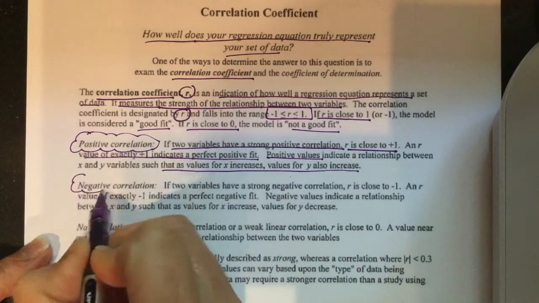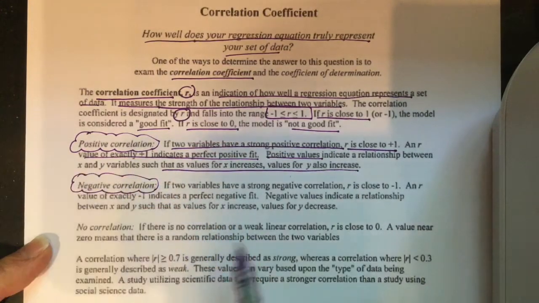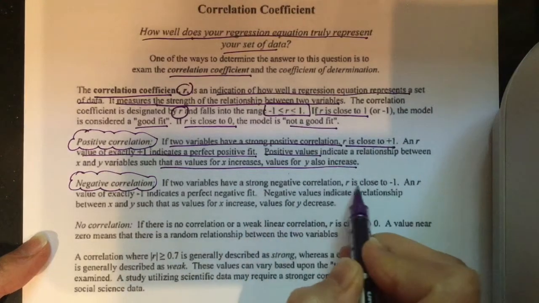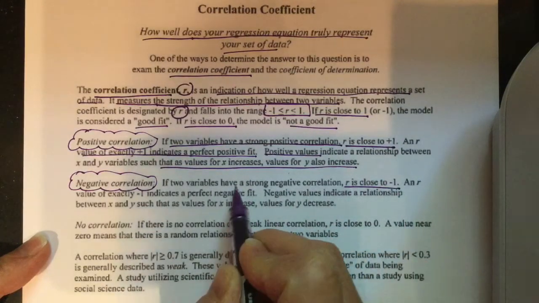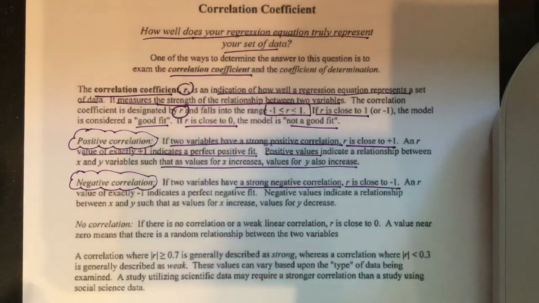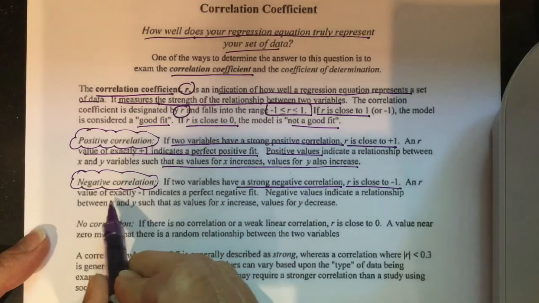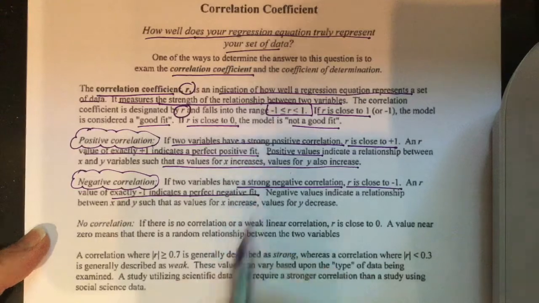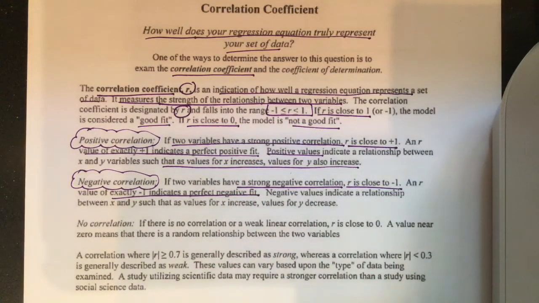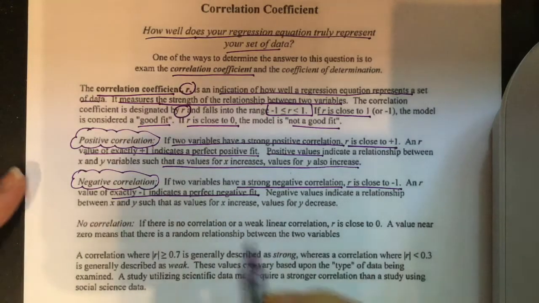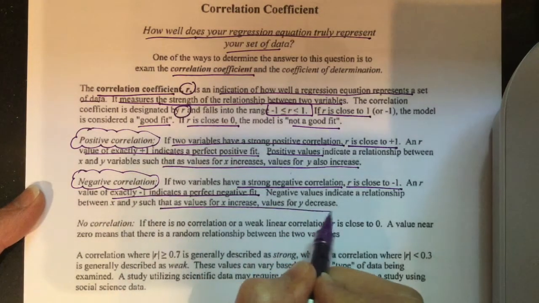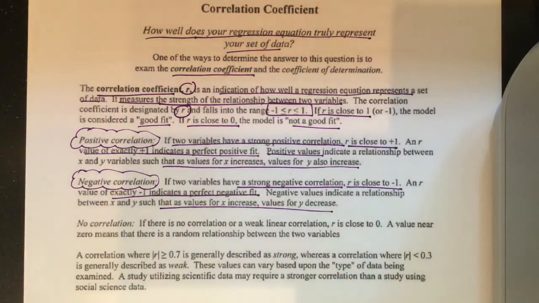We can also look at a negative correlation. That is when our r value is very close to -1. Then we will have a strong negative correlation between the two variables. Same idea here. If it's exactly equal to -1, that means it is a perfect fit. All our pieces of data are lined up in a straight line. Remember, it's negative when, as x increases, y decreases, just like it does for slope.